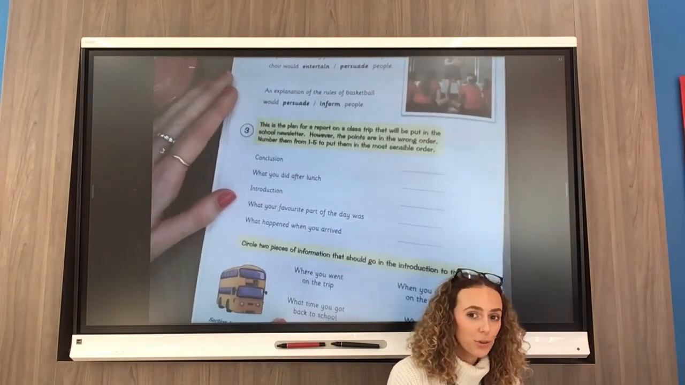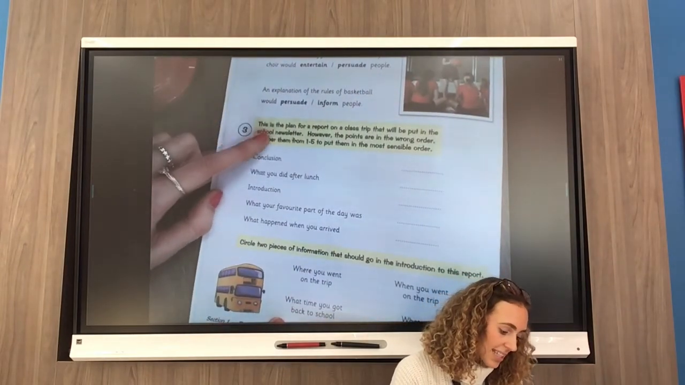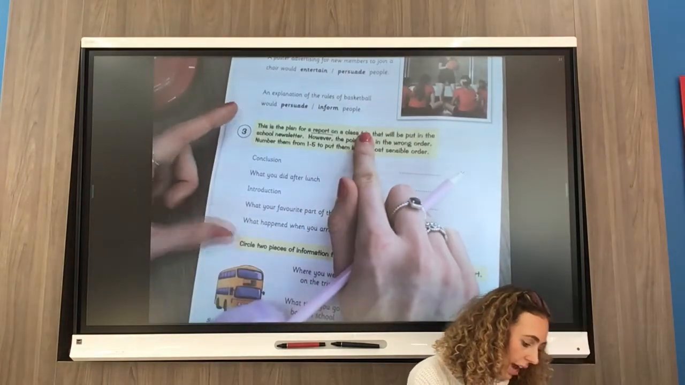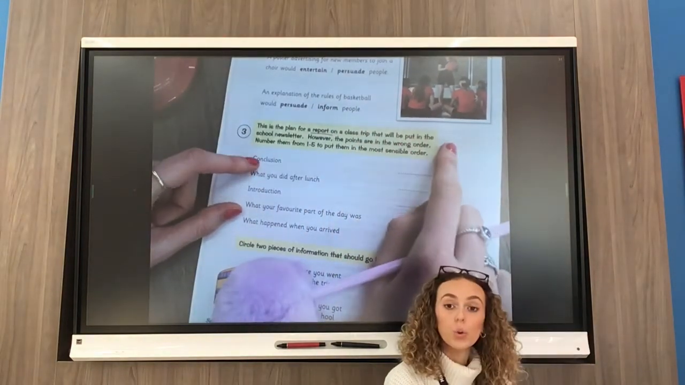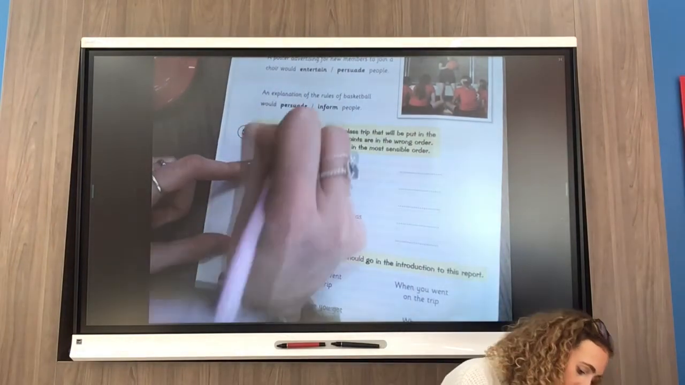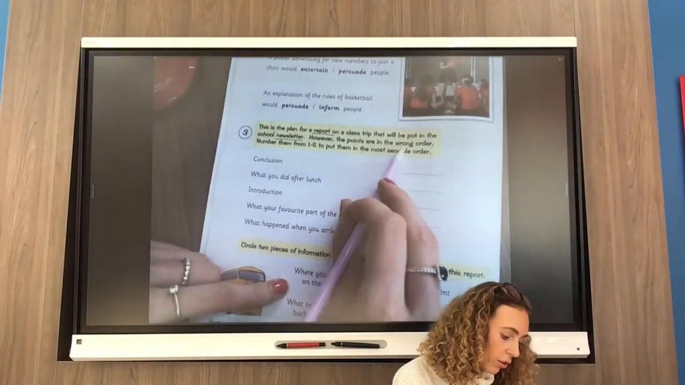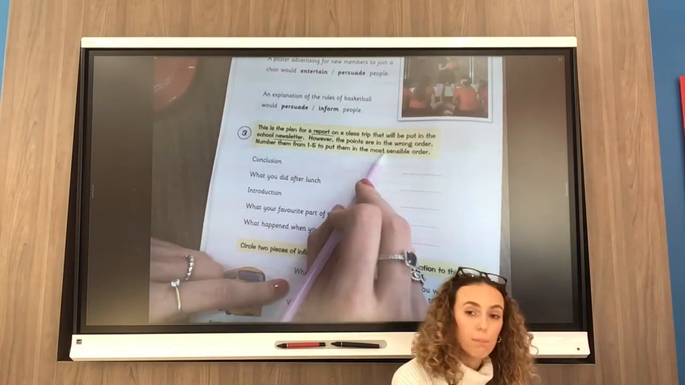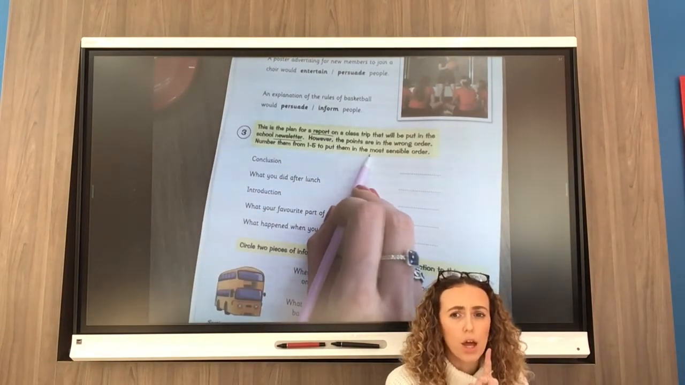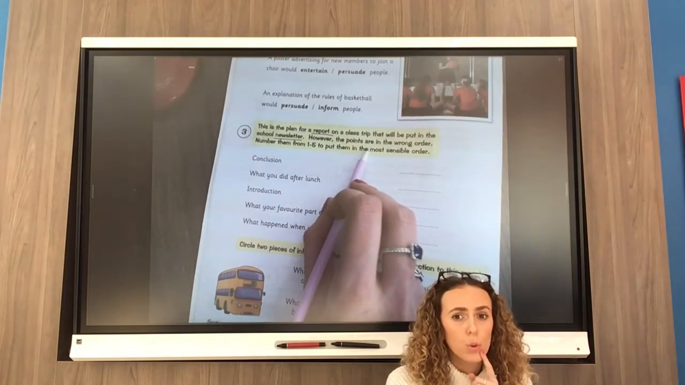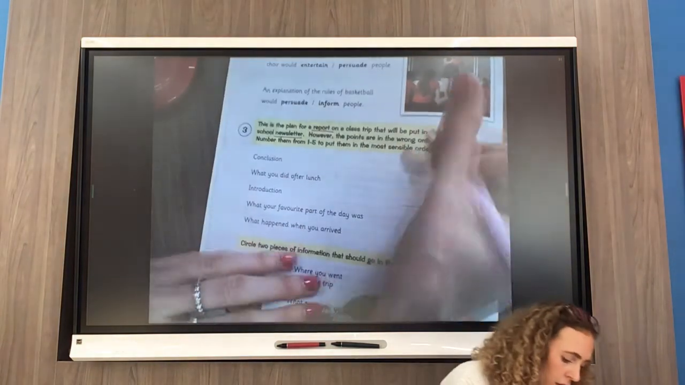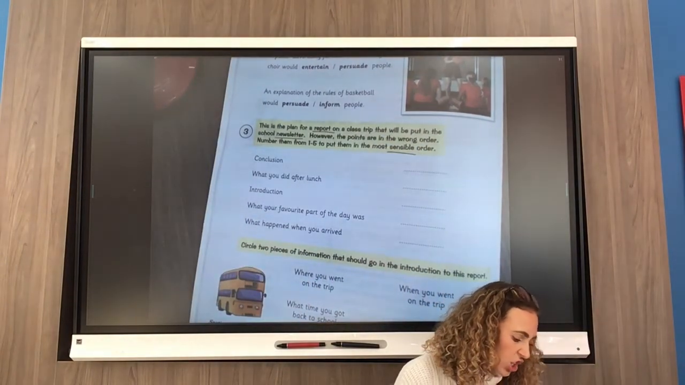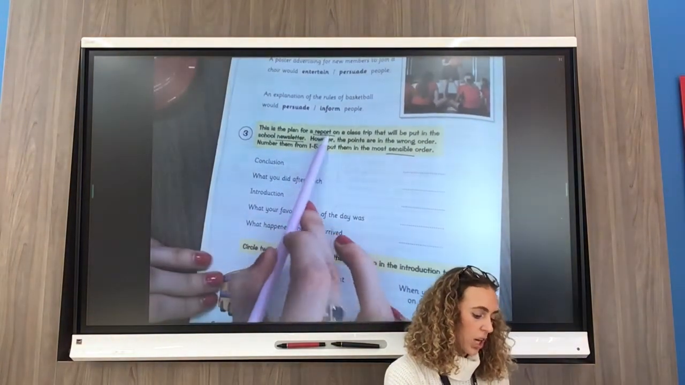Okay, question number 3. This is the plan for a report on a class trip that will be put in the school newsletter. However, the points are in the wrong order. Number them from 1 to 5 to put them in the most sensible order. So we know the most sensible means the most appropriate, okay? We know that from our learning from last week. Okay. So this is a plan for a report on a class trip.